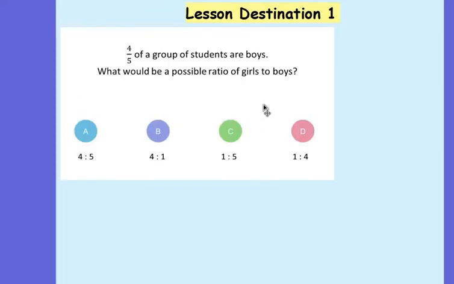Okay, Year 8. In your light blue books, 4/5 of a group of students are boys. What would be a possible ratio of girls to boys? Is it A, is it B, is it C, is it D? Draw a diagram and work it out for me.